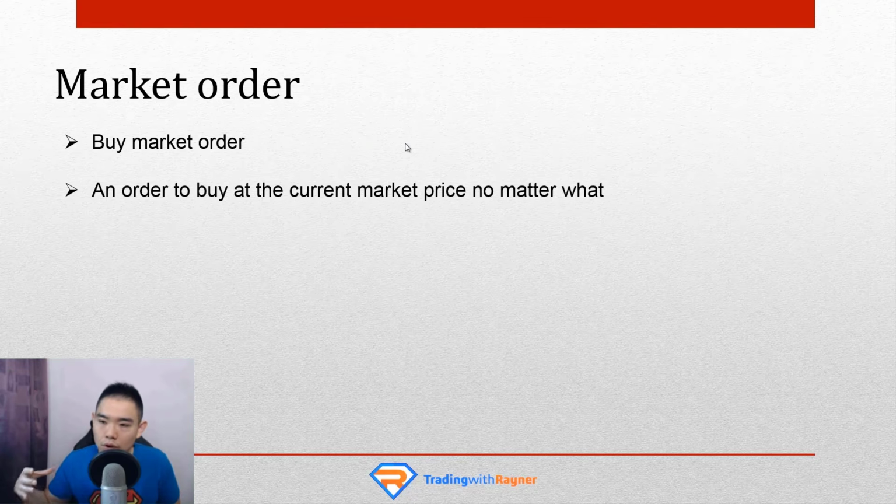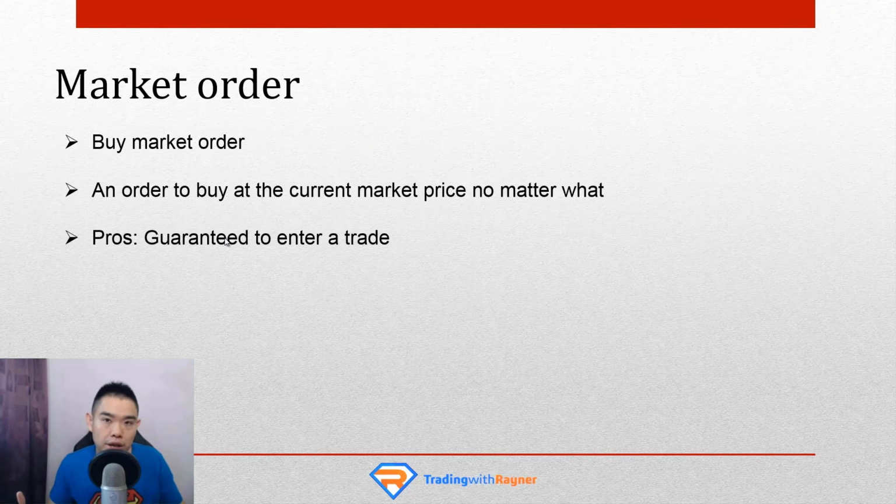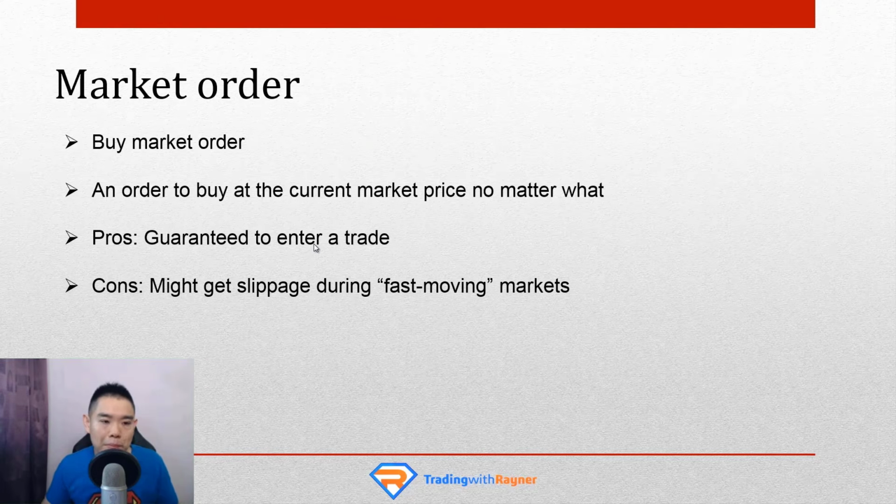So this is like sending an order to your brokerage platform and saying, hey, I want to enter Euro USD right now, no matter what, now. So your broker will fill you at a trade at the current prevailing price. So the pro to it is that you're guaranteed to enter a trade. There's no what if, but, or whatsoever. You're guaranteed to enter a trade. But the downside to this is you might get slippage, right, during fast moving markets.